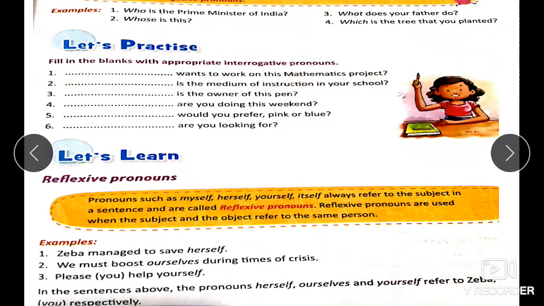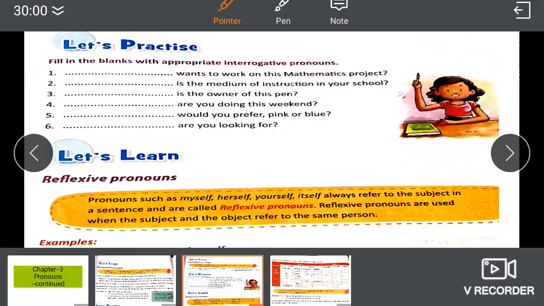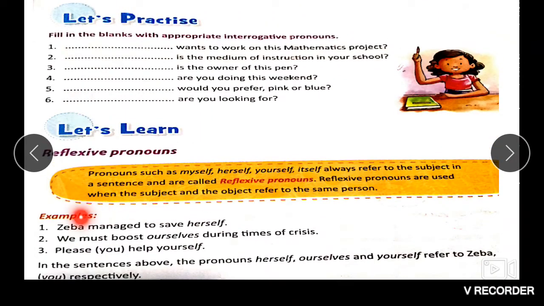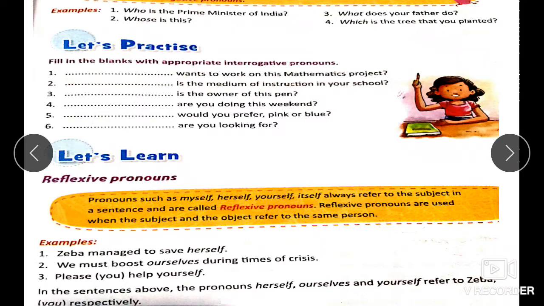Look at the example. Zeba managed to save herself. Here, which is the subject? Zeba. Zeba managed to save whom? To save herself. So isn't the herself the object here, and the herself here points back to the subject Zeba? Therefore, this is used as a reflexive pronoun.